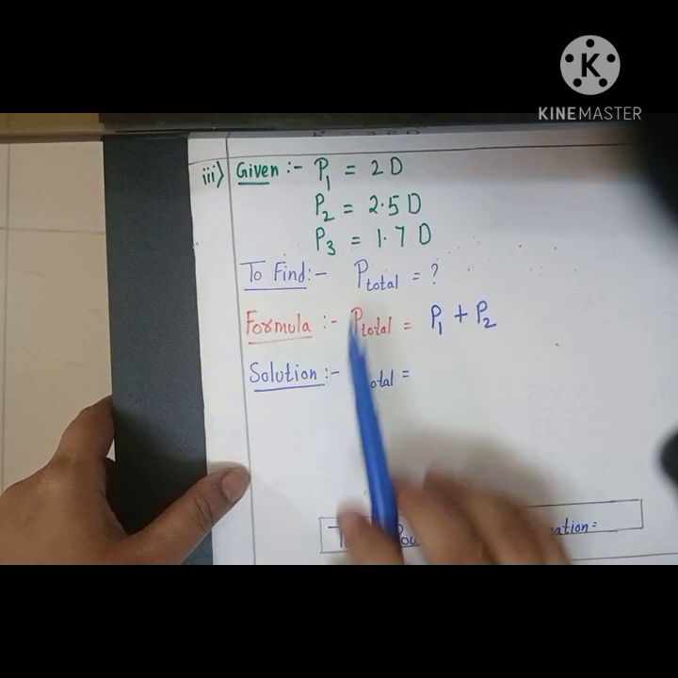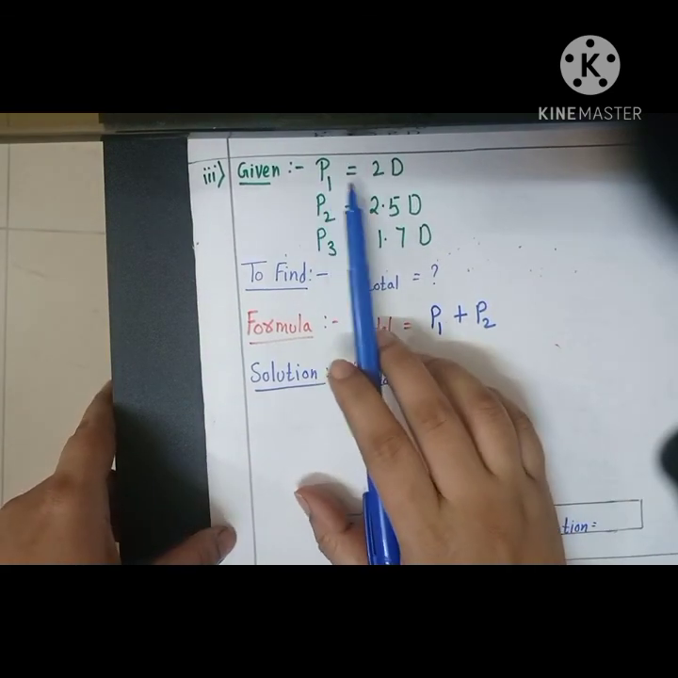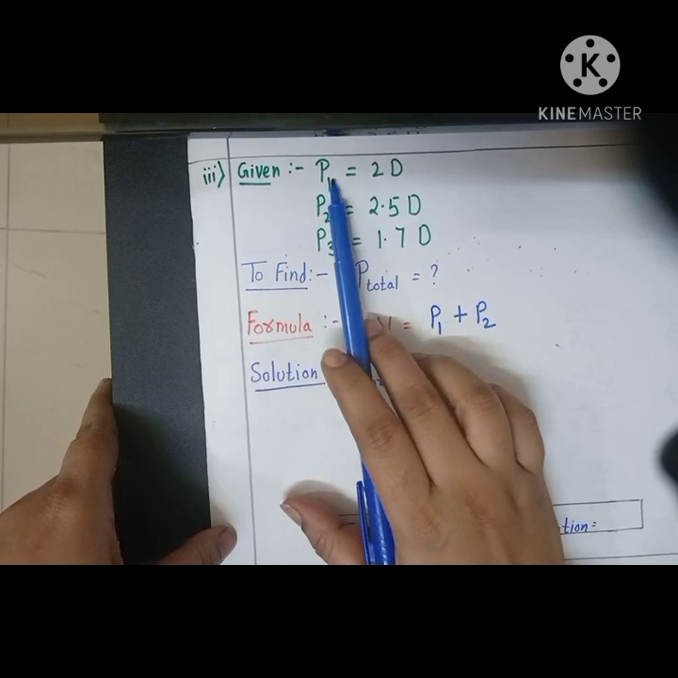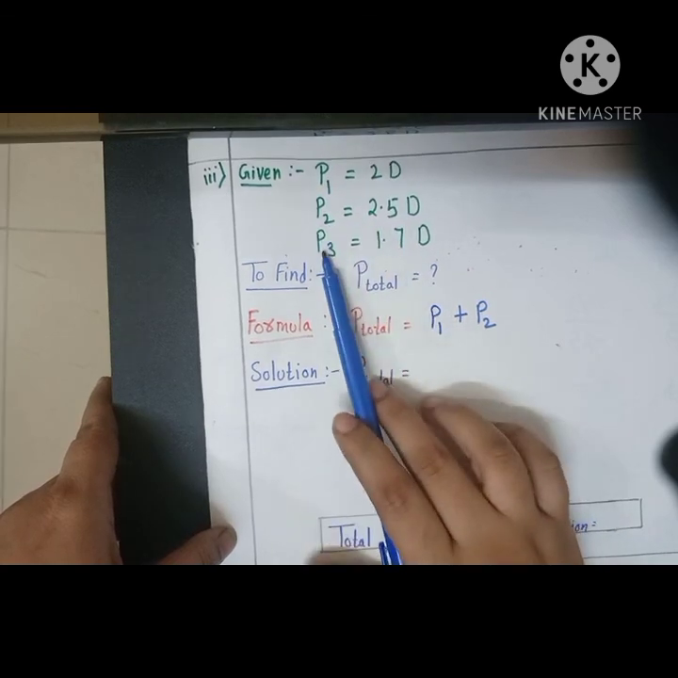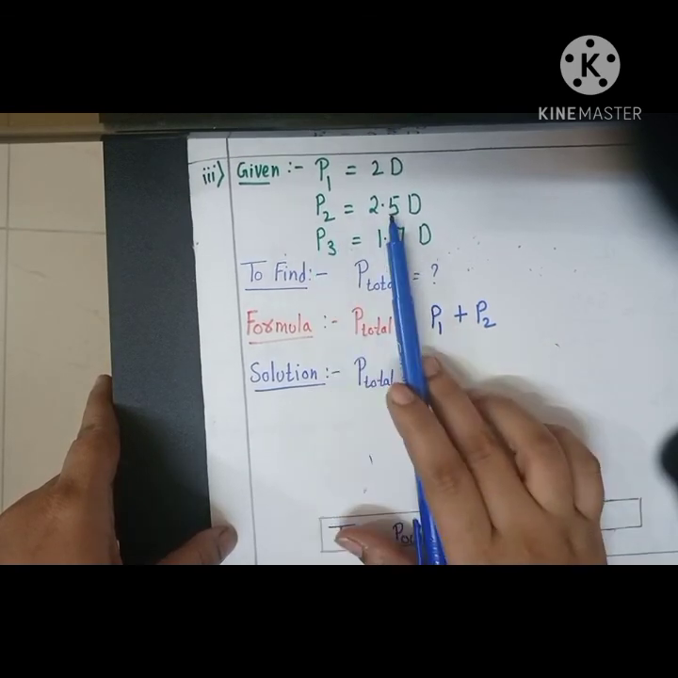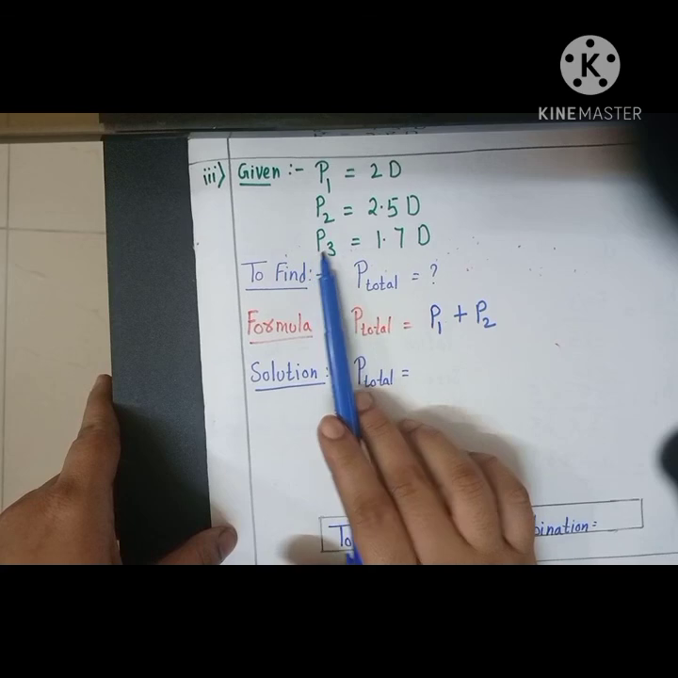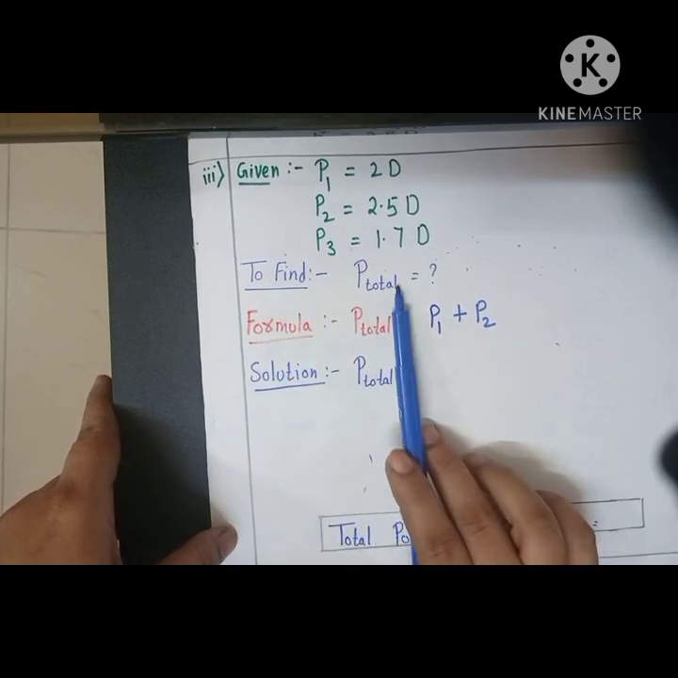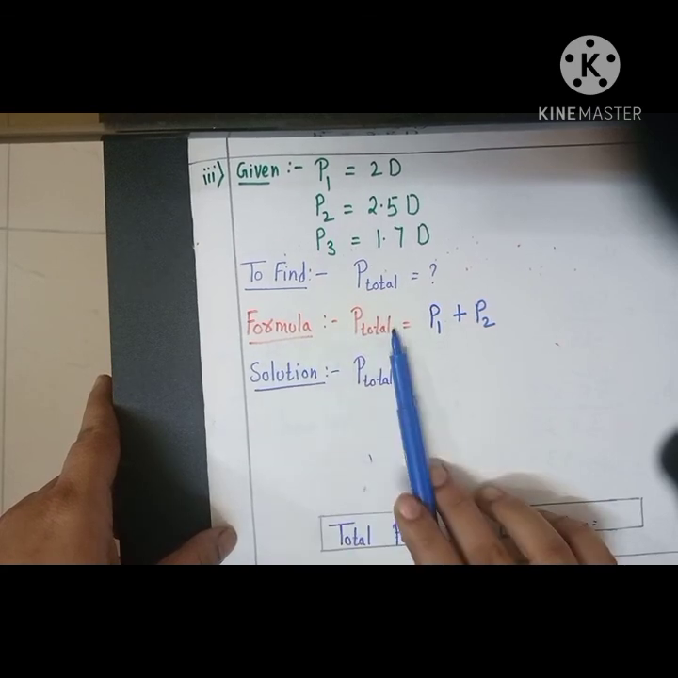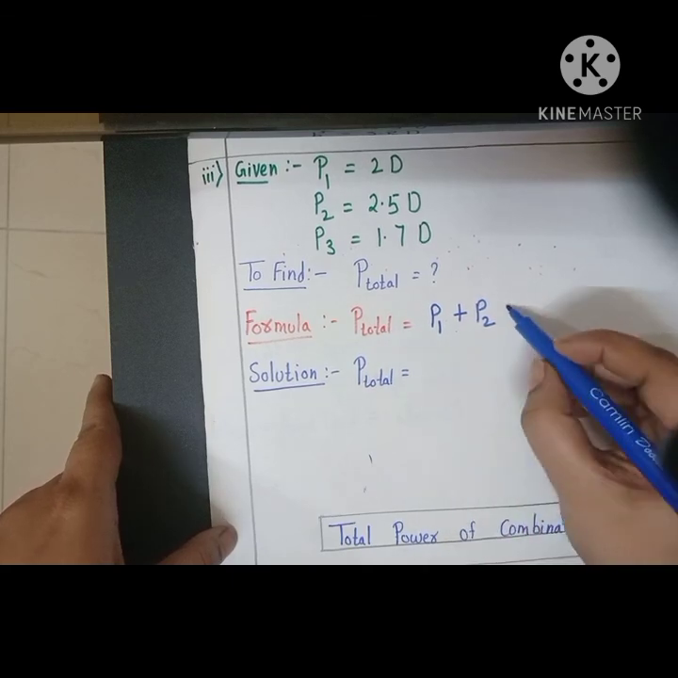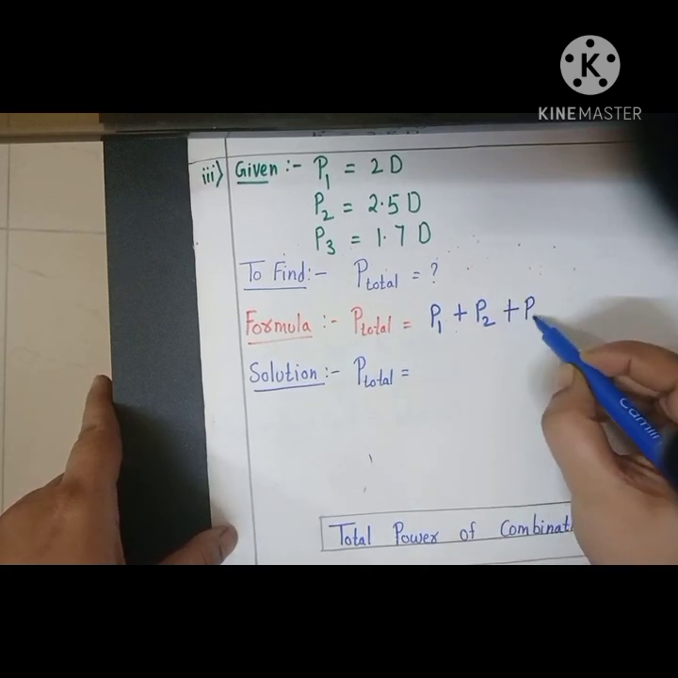Here in this sum, P1, P2, P3 is given, that is P1 is equal to 2 diopter, P2 is equal to 2.5 diopter and P3 is equal to 1.7 diopter. We have to find total power. Formula for total power is equal to, that is P is equal to P1 plus P2 plus P3.